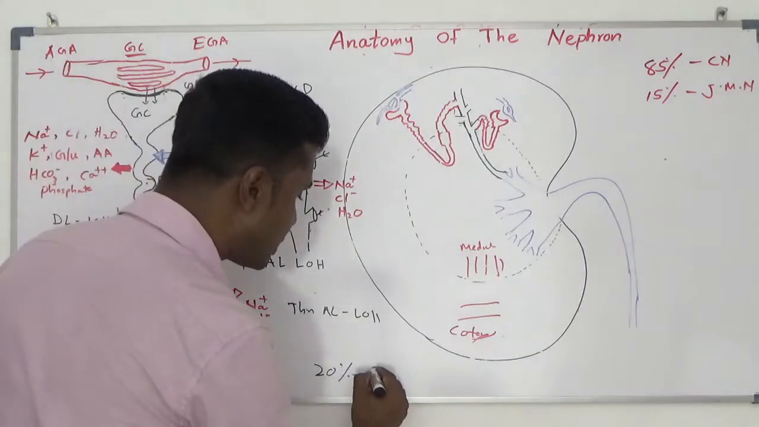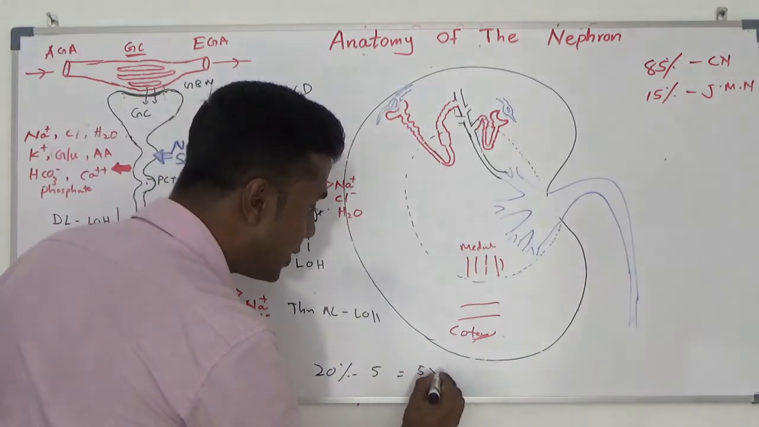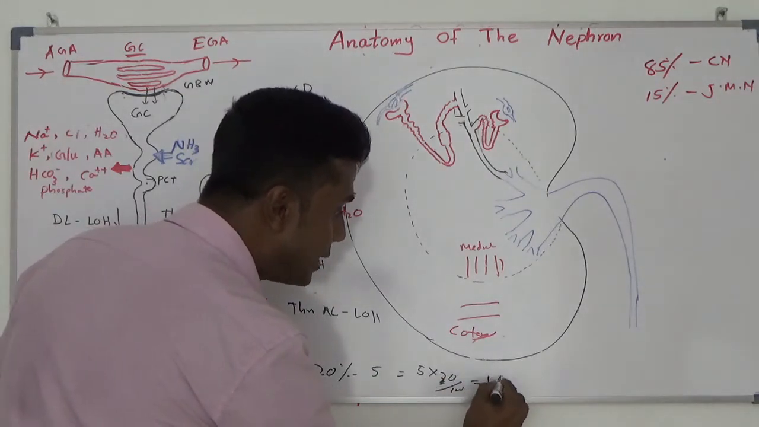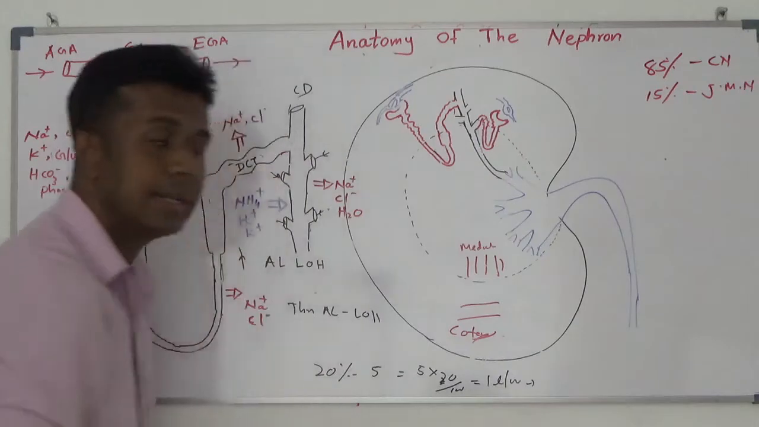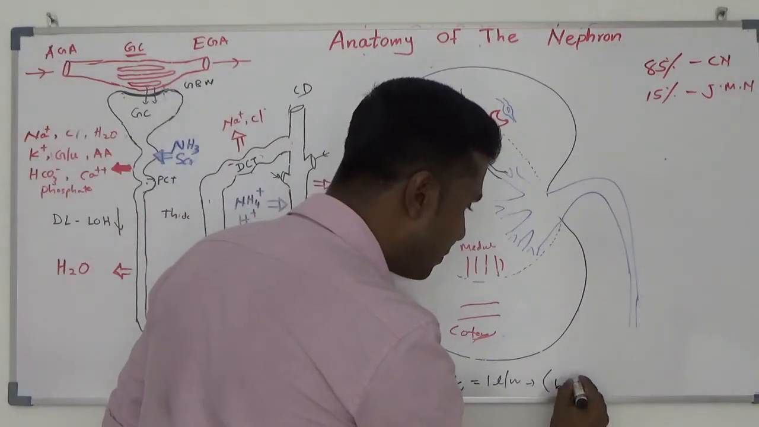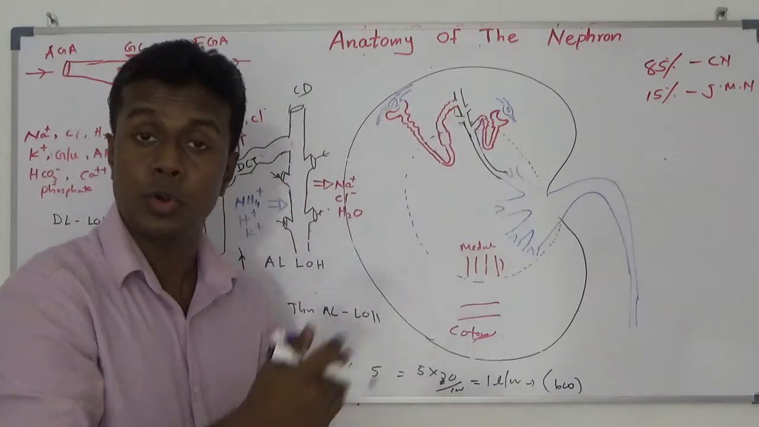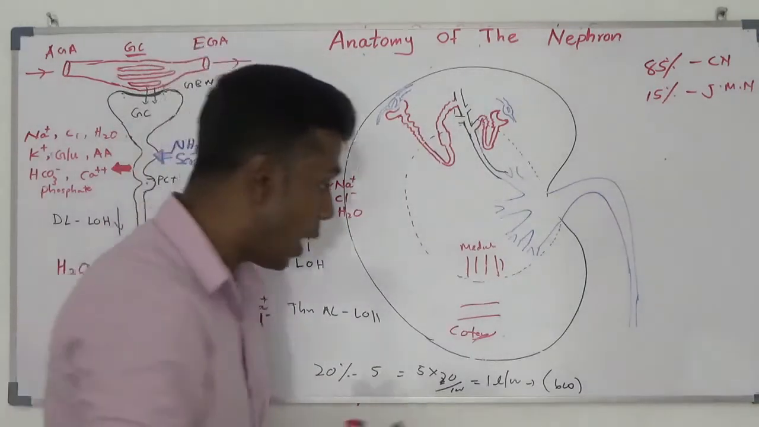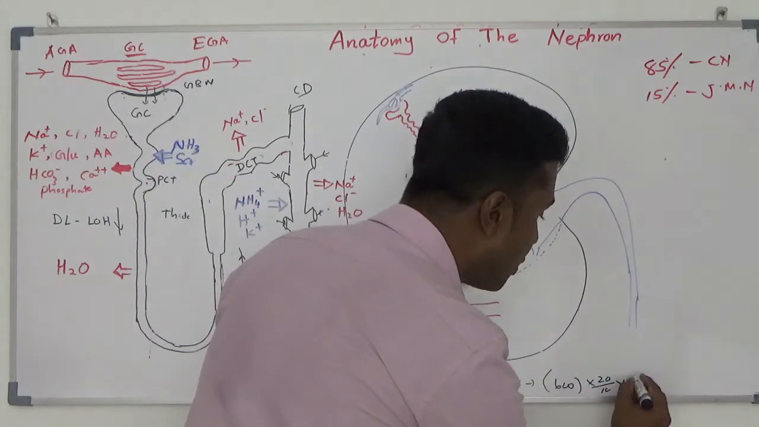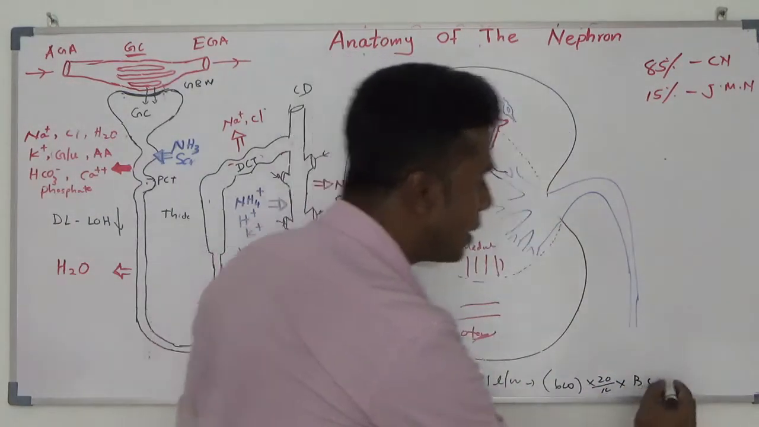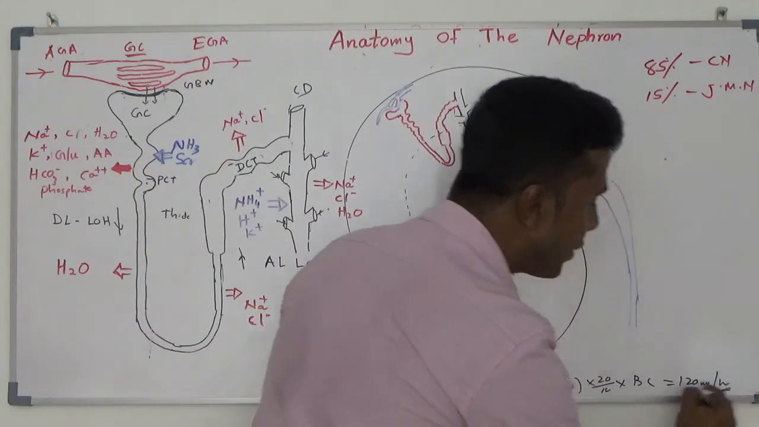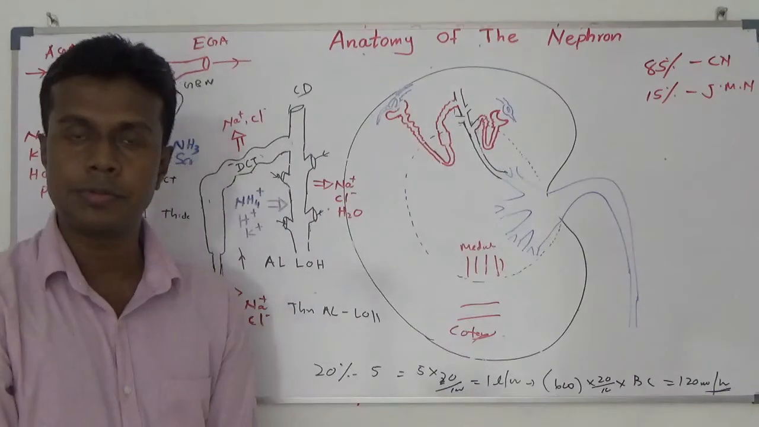If you have 5 liters of cardiac output, 5 liters times 20% means 1 liter per minute of blood going to your kidneys right now. Out of 1 liter, 600 is plasma. Out of this 600, 20% again is going to filter into your Bowman capsule. That means 120 ml per minute going to filter into your Bowman capsule.